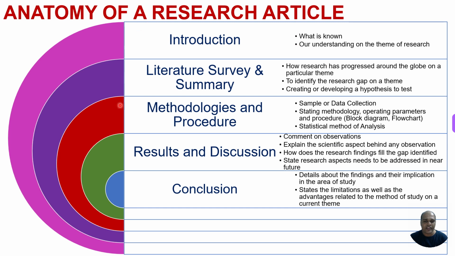So these are all the different sections of a research article. Start with introduction, literature survey and summary, methodologies and procedure, results and discussion, and conclusion.